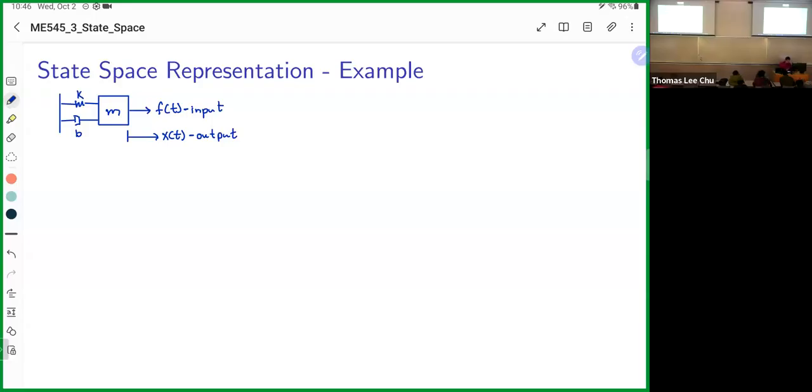So the first thing we want to do is formulate our ordinary differential equation. Since I've done that multiple times now, I'm just going to give you the differential equation: m x double dot plus b x dot plus k x is equal to f of t. So that's our differential equation.